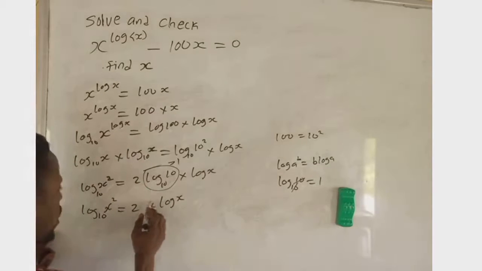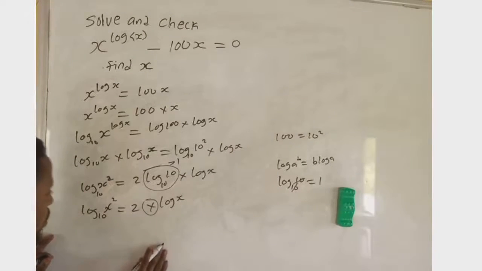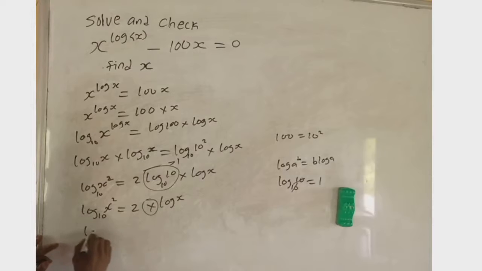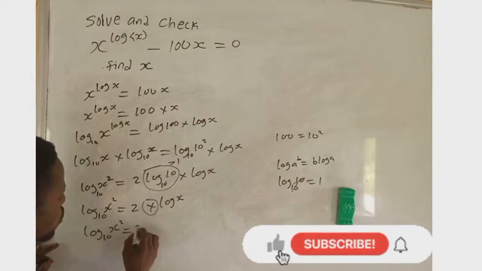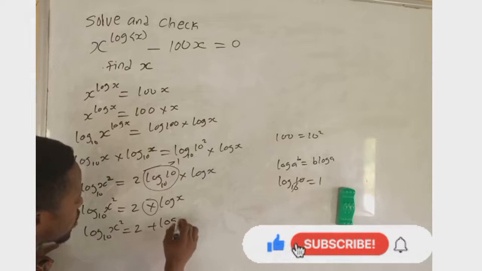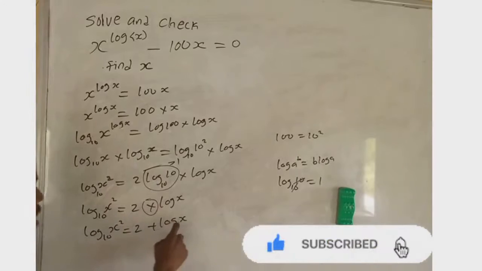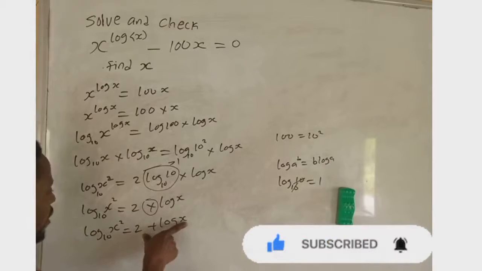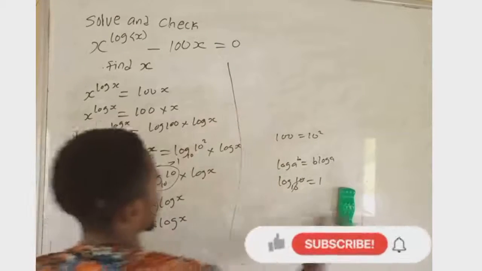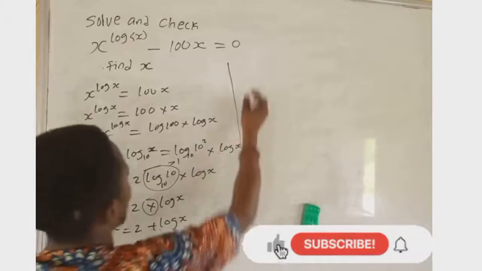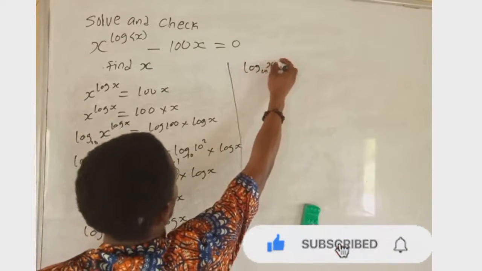In this place, the multiplication changes to addition, so this can also become log base 10 of s raised to power 2 is equal to 2 plus log of s. Now let's take this one to this side, bringing all the right-hand side to the left-hand side. So this now becomes log of s squared.